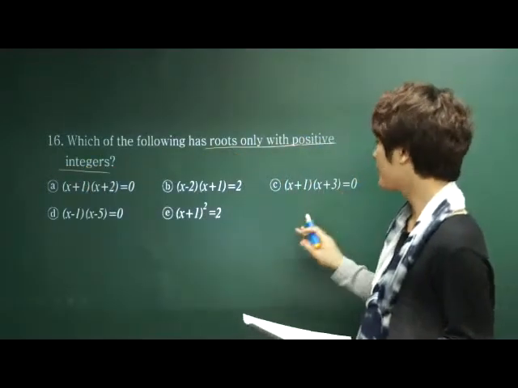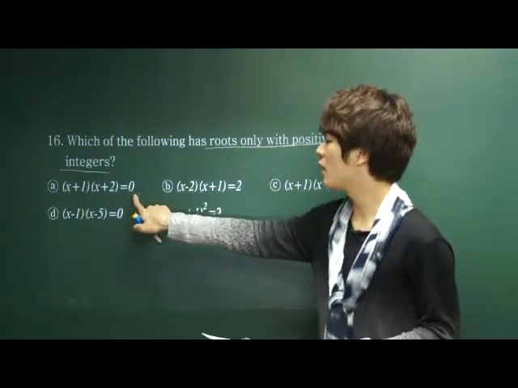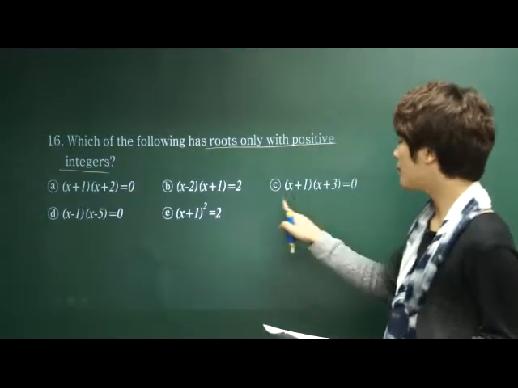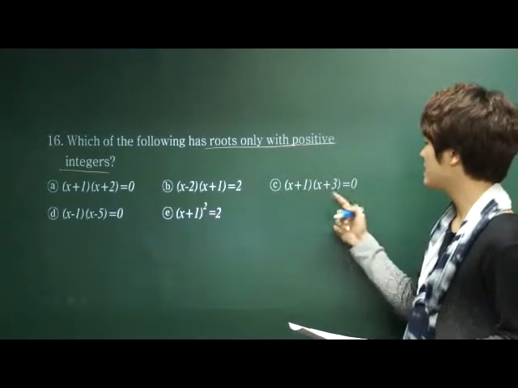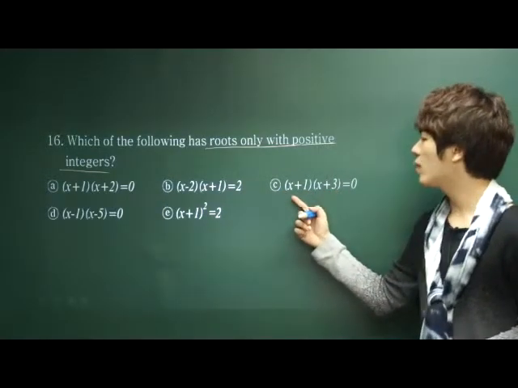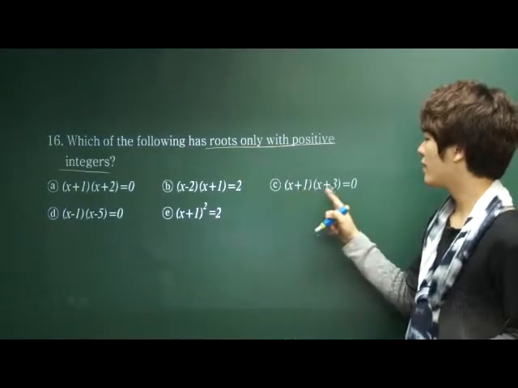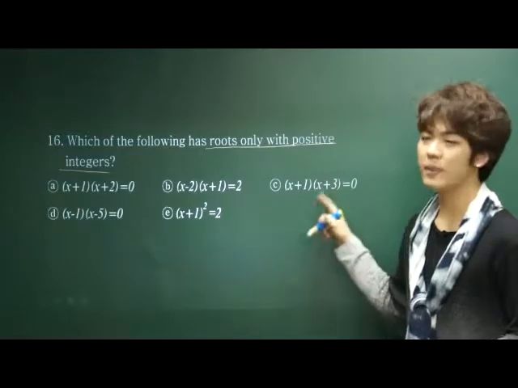Therefore, let's just check A, C, and D first, since they are already set to 0 on the right side. Let's look at answer choice C. For this case, x should be -1 or -3 to make the whole equation 0. Therefore, it shouldn't be the answer.